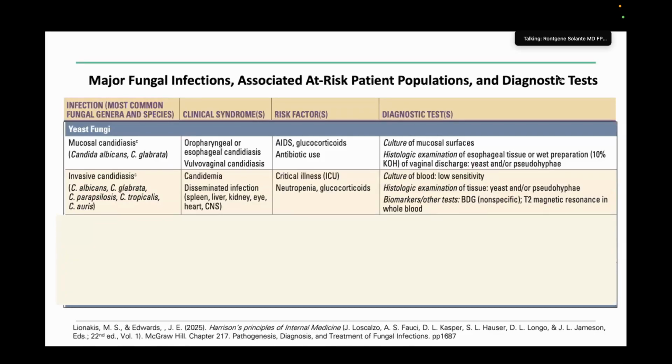Now, how can you diagnose mucosal candidiasis? It's so easy and not so expensive. You just need a 10% potassium hydroxide, and then you will mix that potassium hydroxide as a staining solution with your vaginal discharge or your esophageal tissue or wet preparation, and then you'll be able to put it in the microscope and you will be able to see the presence of your yeast or pseudohyphae. Okay, and then you have also your culture of mucosal surfaces.